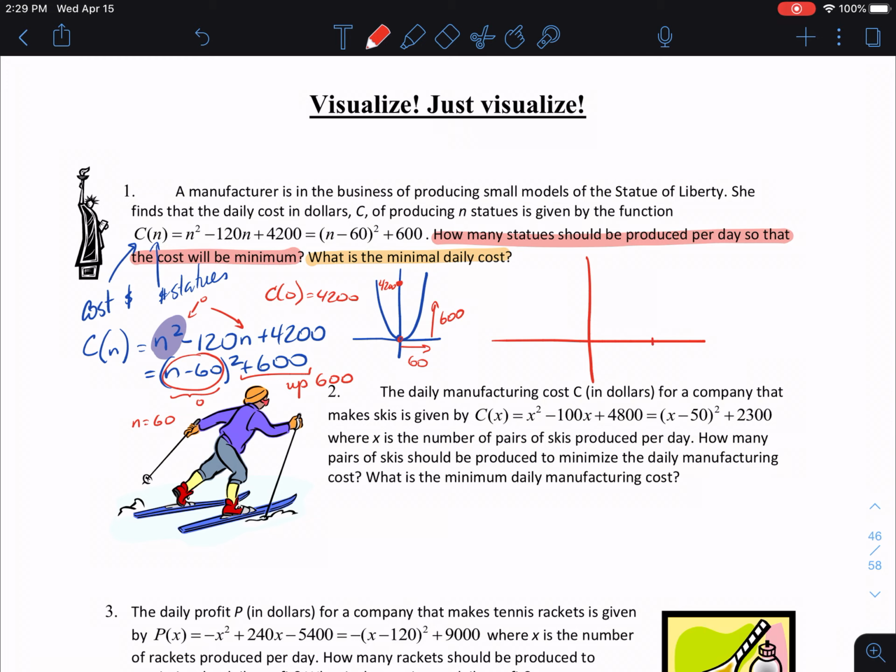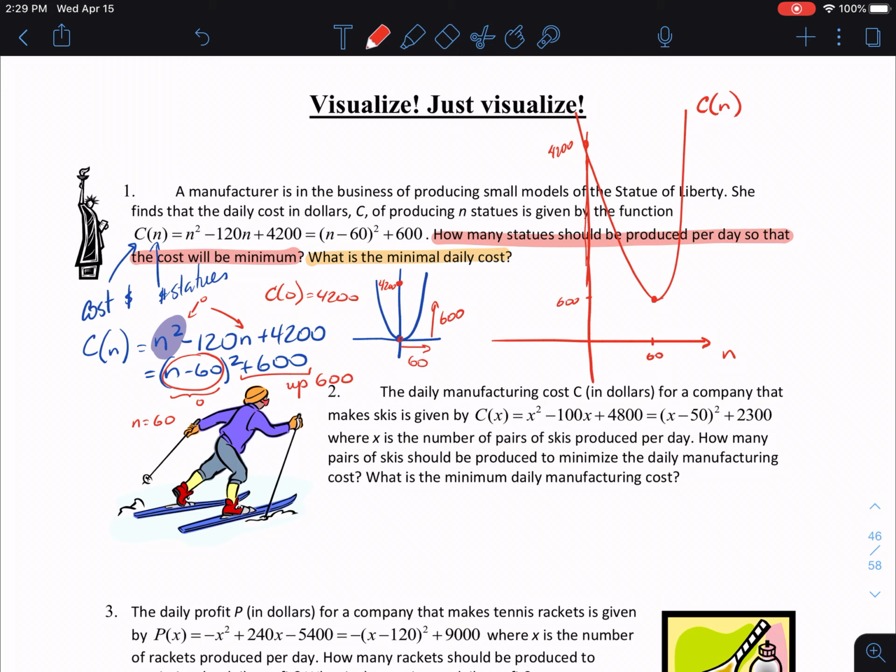The vertex is going to be at 60 and 600 up. That's going to be our vertex. And it's going to go through the y-axis at 4200. So that's going to be way up here somewhere, 4200. So it's going to look something like this. That's our C of n. This is our n.